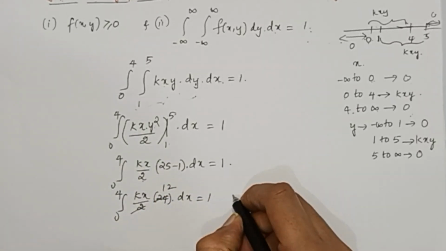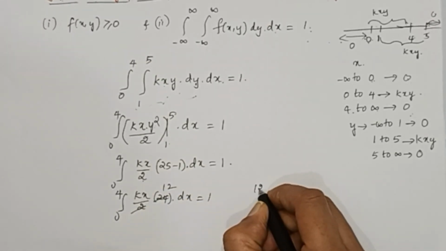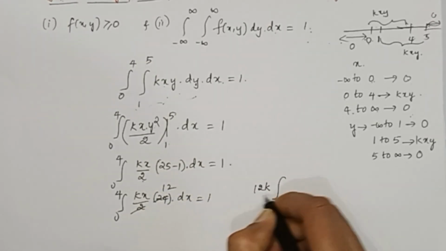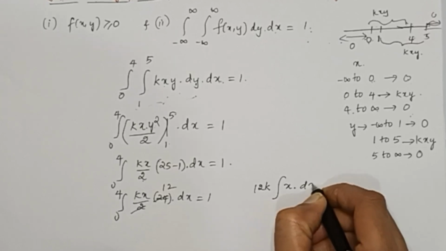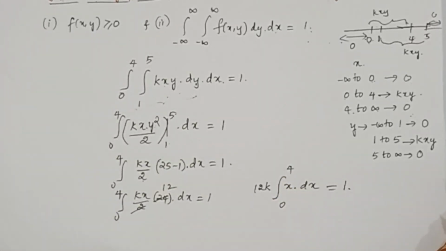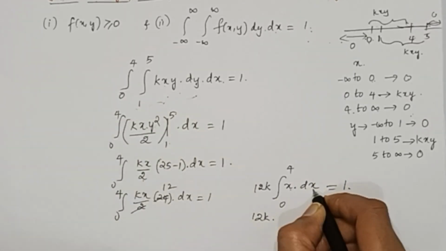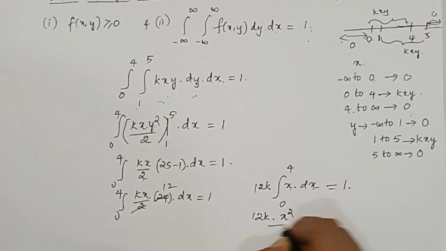So let us simplify this. 12 is a constant, k is a constant, so I am keeping them outside the integral. What remains in the integral? X into dx, integral from 0 to 4 equal to 1. So let us simplify this further. 12k equal to the integral of x with respect to x, which is x square by 2.